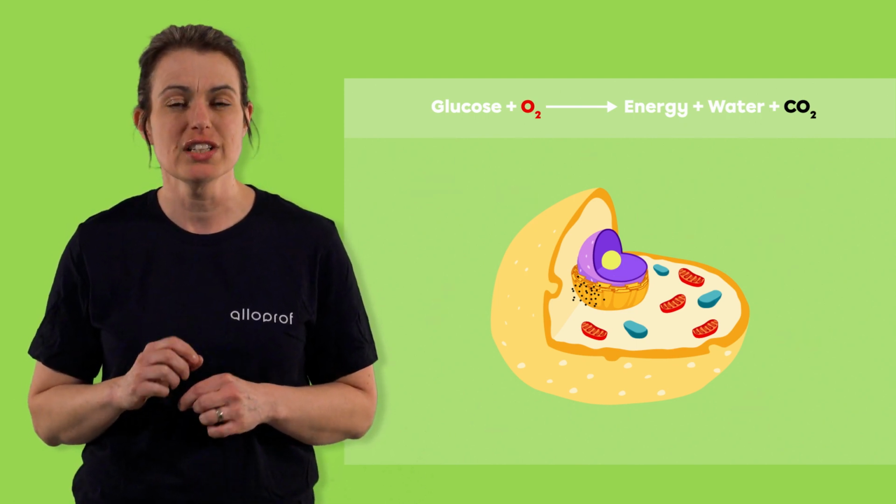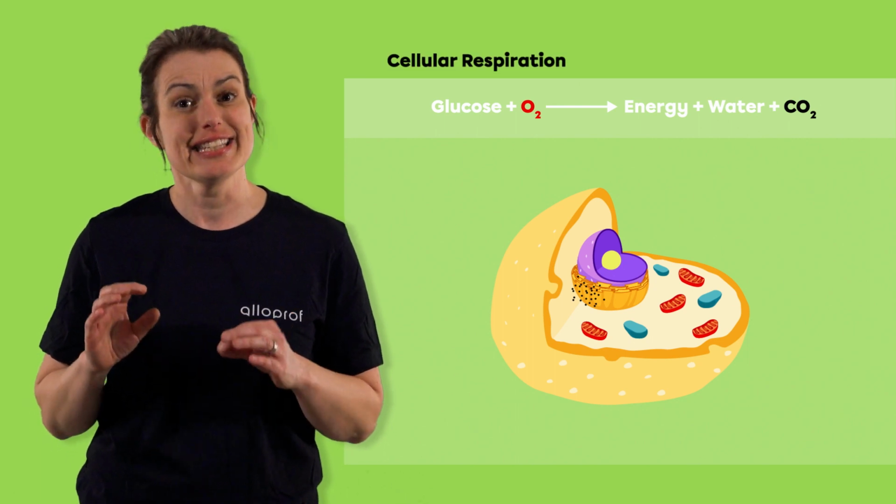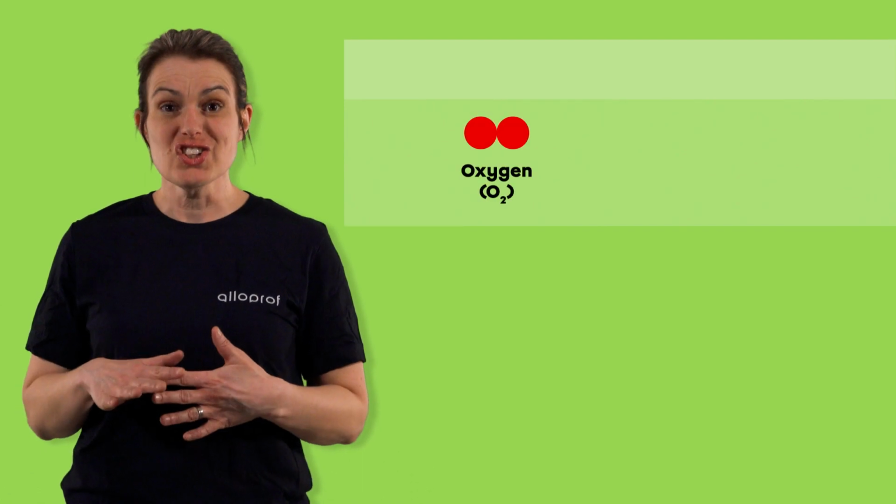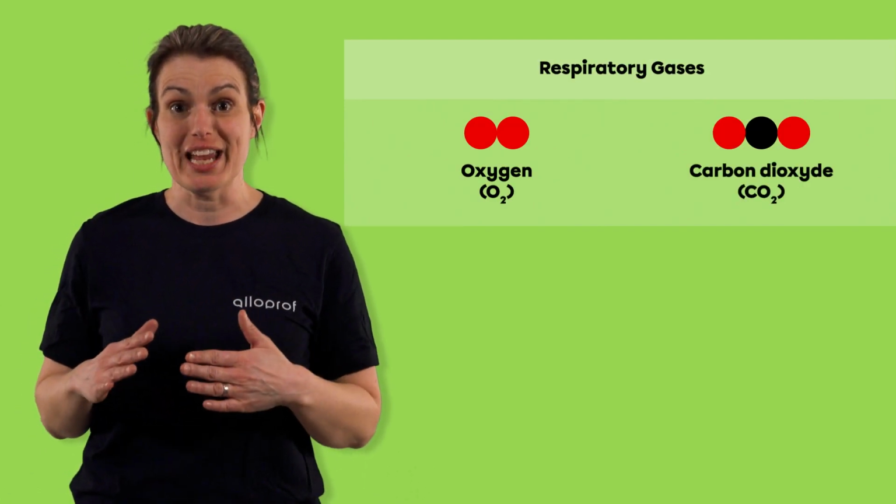This transformation is called cellular respiration, and it takes place in the mitochondria of the cells. Oxygen and carbon dioxide are called respiratory gases.